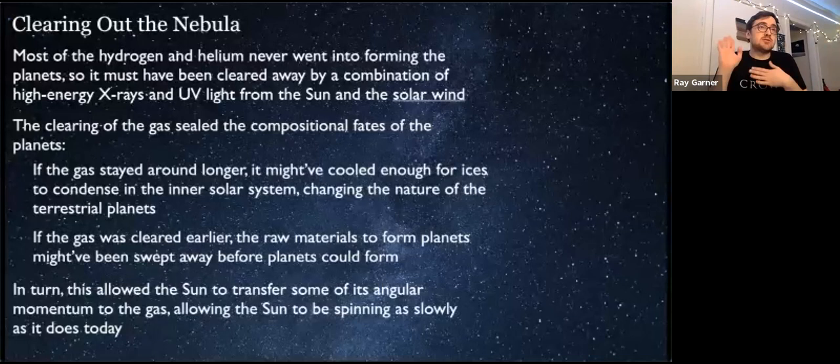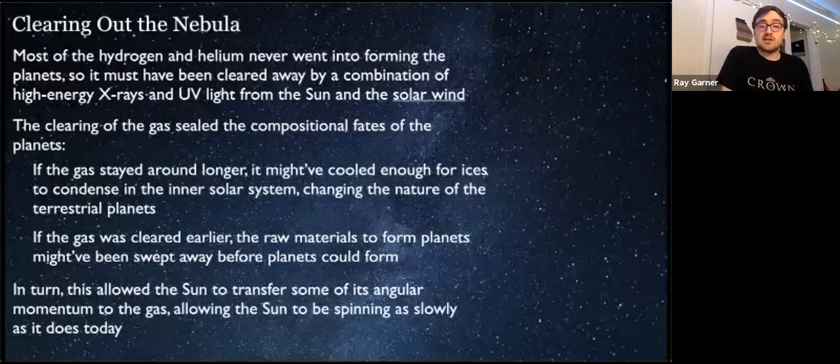And maybe it would have cooled enough for that frost line to be moved a little bit further in towards the sun, allowing ices to be able to condense in the inner solar system, completely changing the nature of the terrestrial planets. Because the inner planets would be able to use ices and add that to their mass, and perhaps then they'd be able to pull in the gas that surrounds them. So we might not be living on a terrestrial planet if the gas stayed around longer.